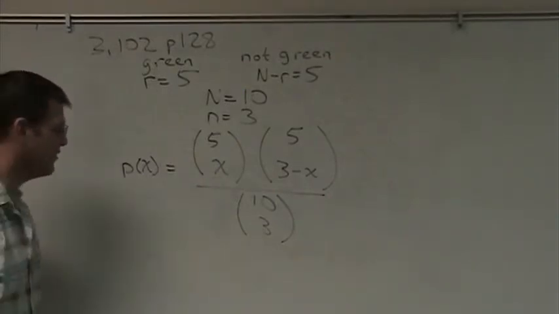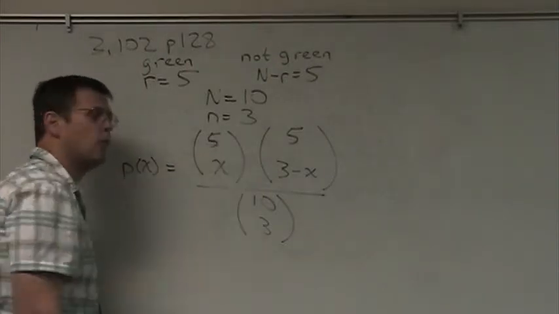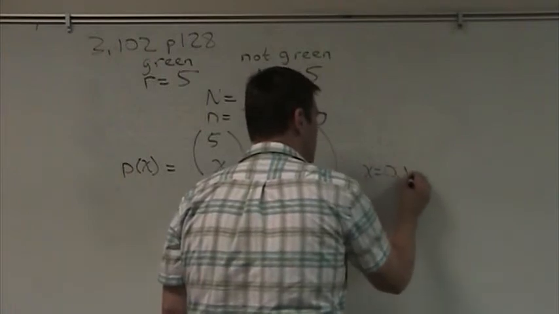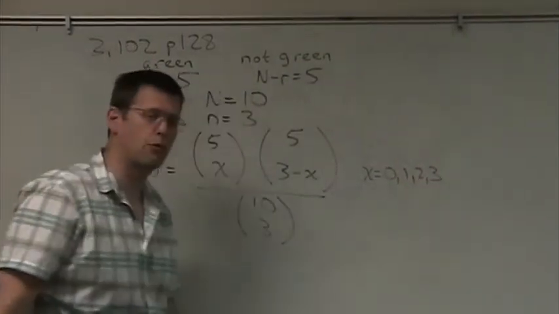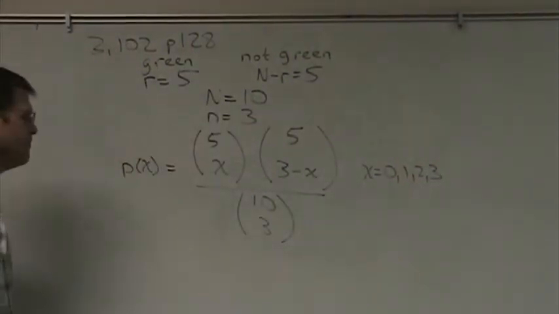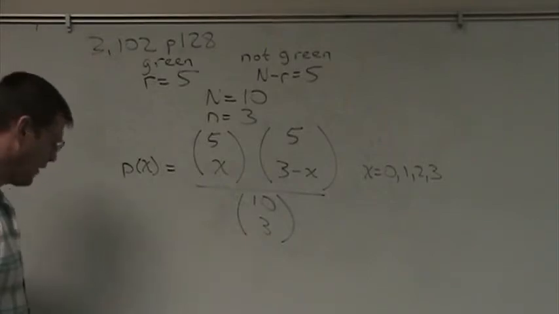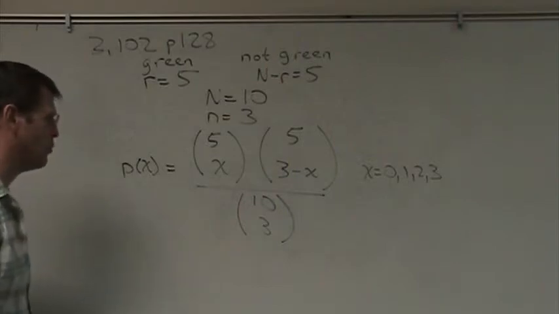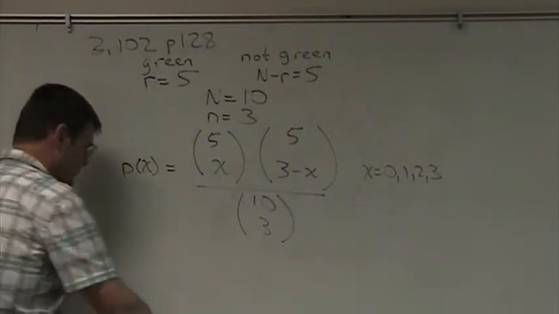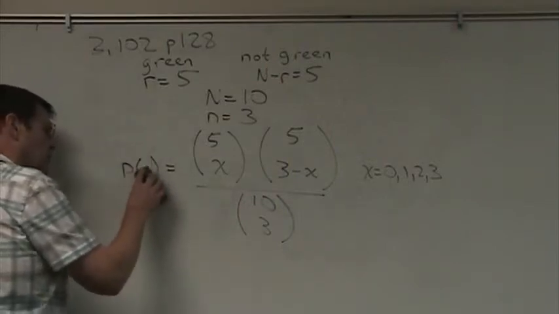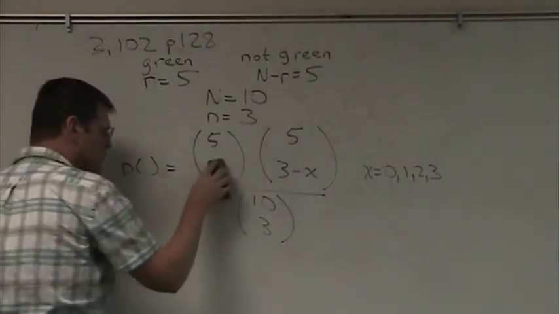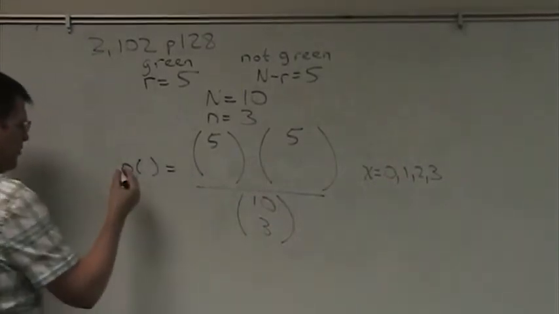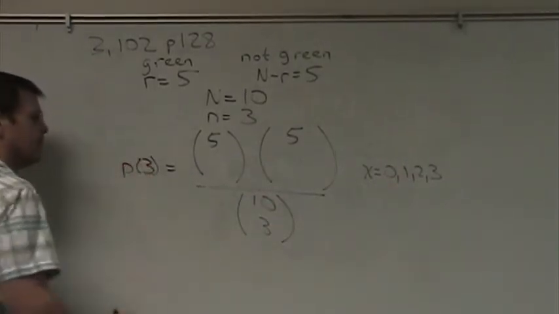In this case, the sample size is larger than the group 1 size, so the only possible values for x will be 0 through 3. And in this case, we're interested in the probability that x is equal to 3. So I'm going to erase x here and substitute n. So we're looking for P of 3.